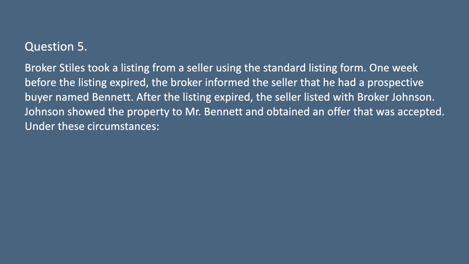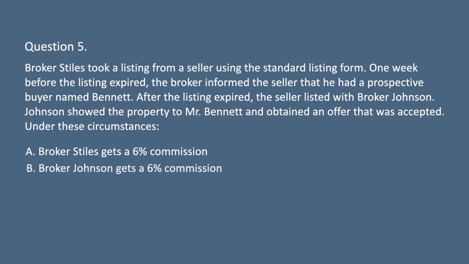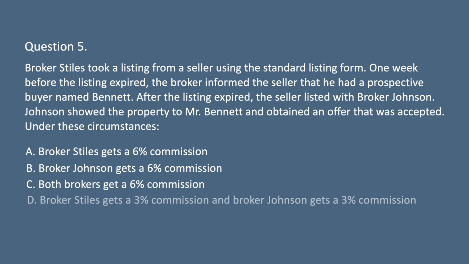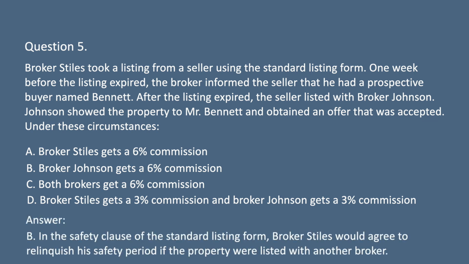Under these circumstances, A. Broker Styles gets a 6% commission. B. Broker Johnson gets a 6% commission. C. Both brokers get a 6% commission. D. Broker Styles gets a 3% commission and Broker Johnson gets a 3% commission. Answer. B. In the safety clause of the standard listing form, Broker Styles would agree to relinquish his safety period if the property were listed with another broker.